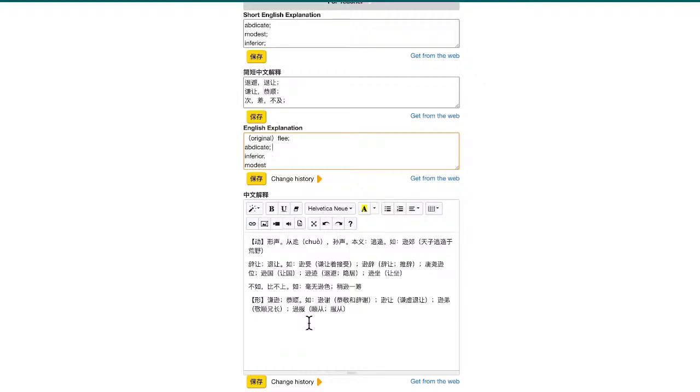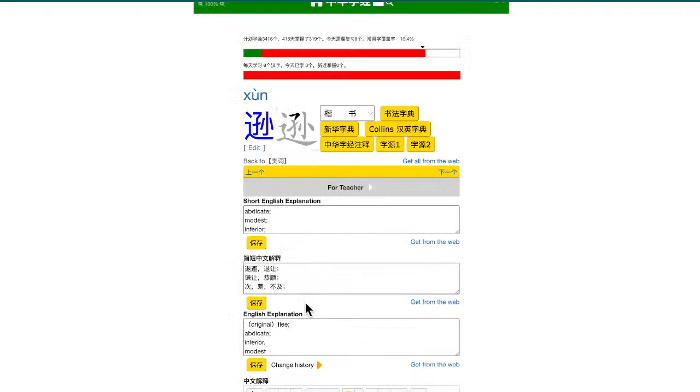Now combined with some other characters like 谦, 恭, like 谦逊, 恭逊, that means modest, as opposed to arrogant. Okay, so this is 训.